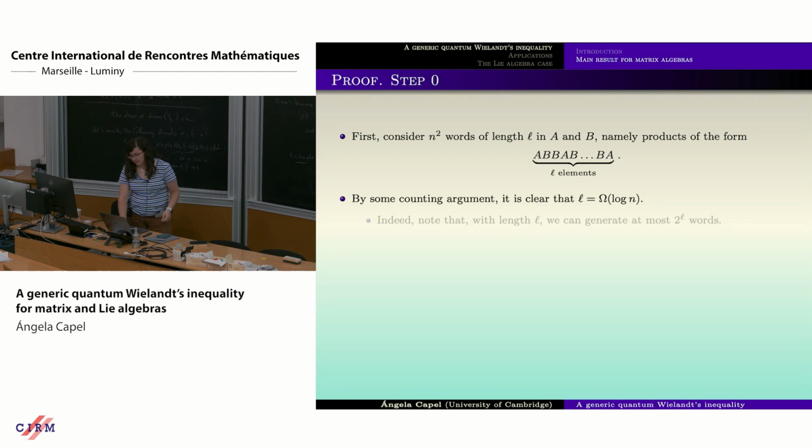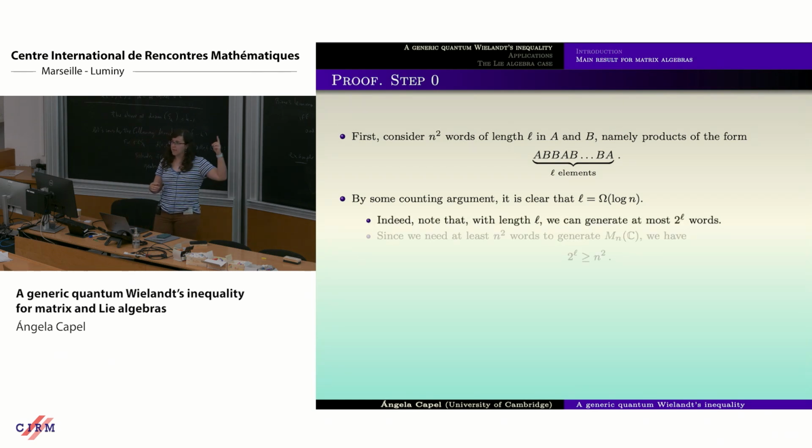And the reason for that is that if we count how many words we can generate with combinations of this form, essentially in any entry of the word we can put an A or a B, which means that we can generate at most 2 to the L words.